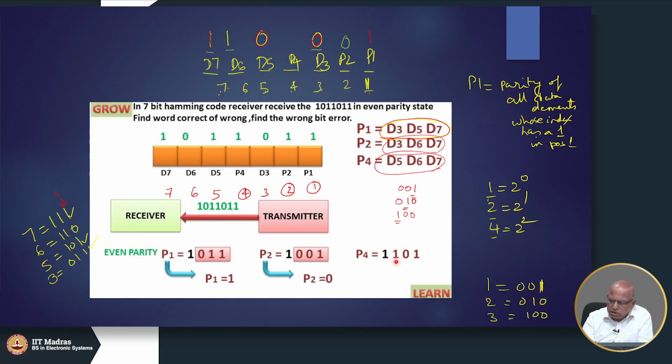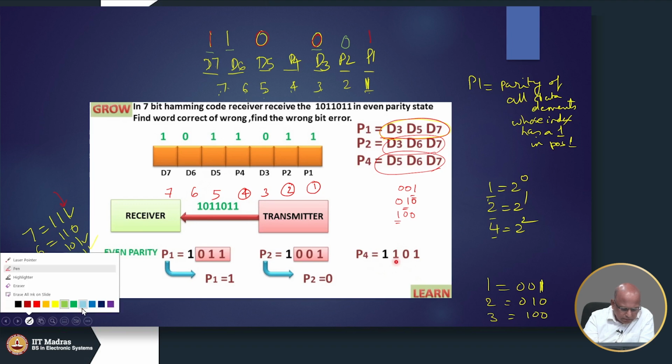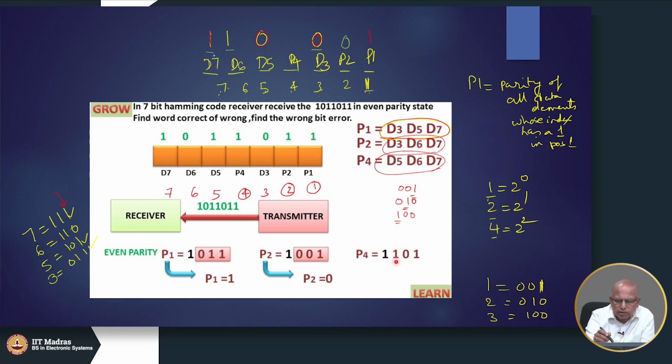Then P4, it is D5, D6, D7. So let us say we underline it in this blue color. The parity of 110 is already even, so we put a 0 here. So we have added some extra bits, and this is what will be stored in the memory.